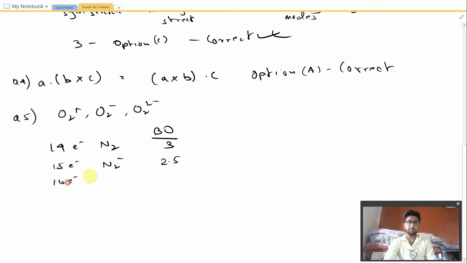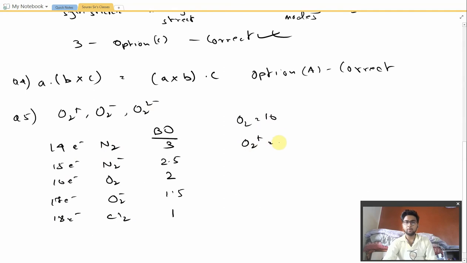For a 16 electron system, for example O2, O2 has two bonds. For a 17 electron system, that is O2 minus, the bond order is 1.5, and for an 18 electron system, for example Cl2, the bond order is 1. Now O2 obviously has 16 electrons, that is 2 bonds. So O2 plus would have the configuration of N2 minus, so 2.5 bonds will be there, and for O2 minus, as I already told you, 1.5 bonds.